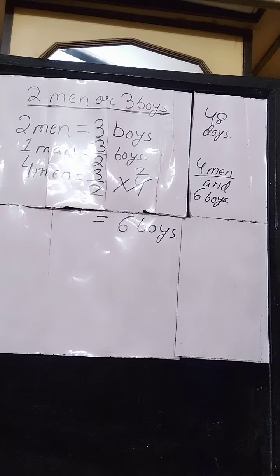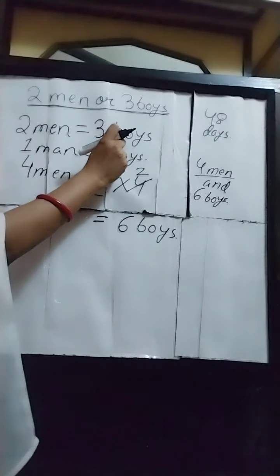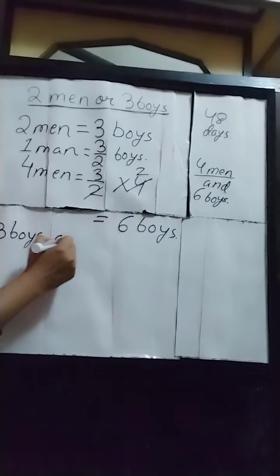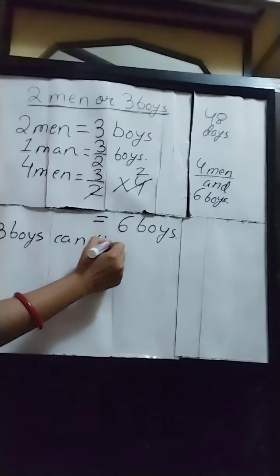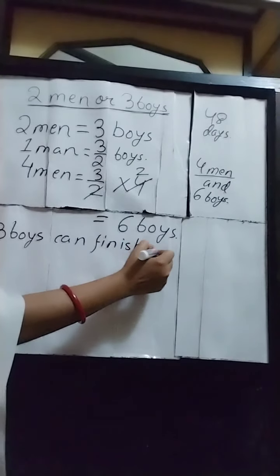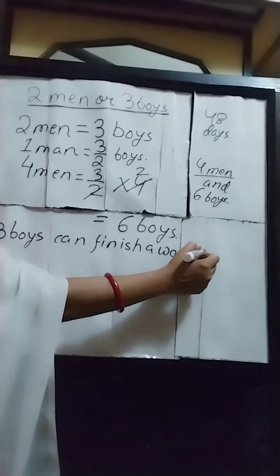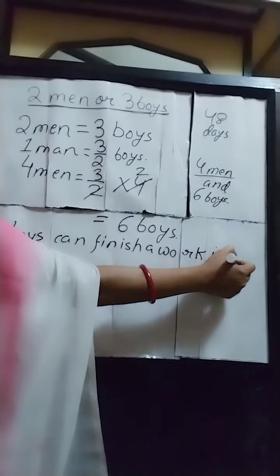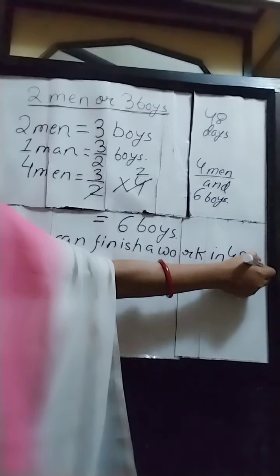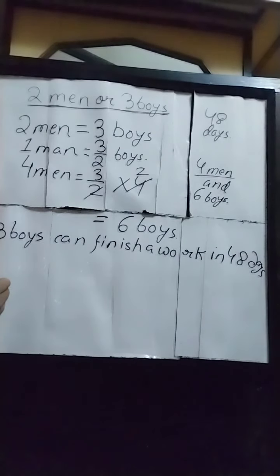Now we will solve the sum. 4 men is equal to 6 boys, and now we will solve the sum. How? Let's see. We will do the unitary method. We will write, in place of 2 men, we will write 3 boys. That is, 3 boys can finish a work in 48 days.